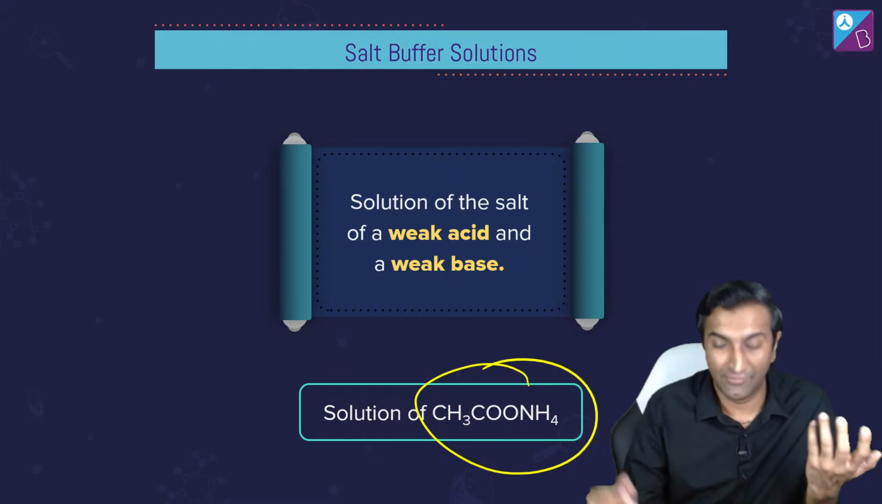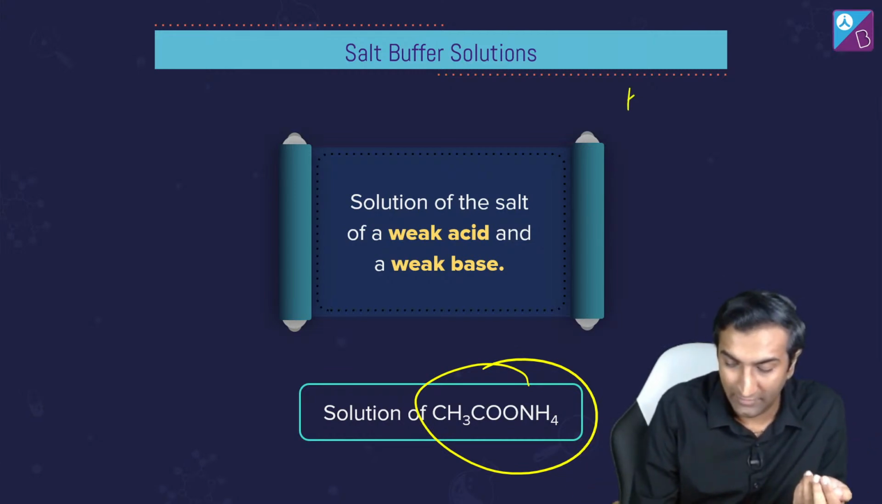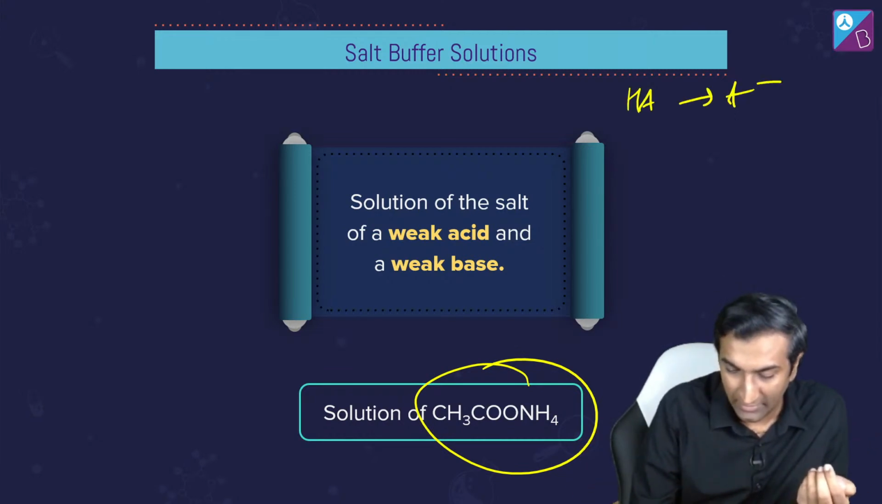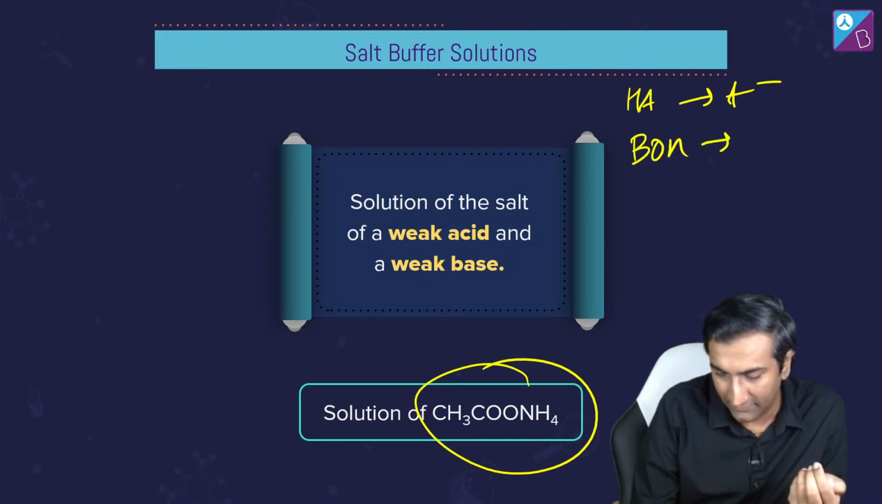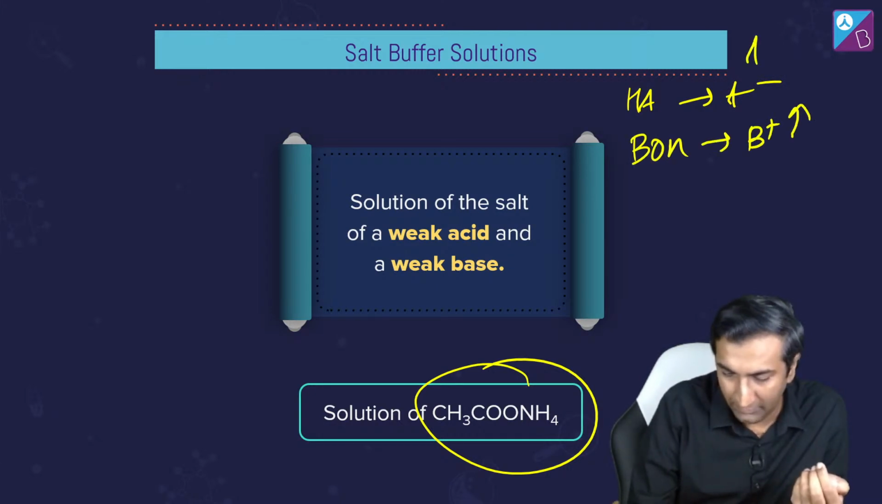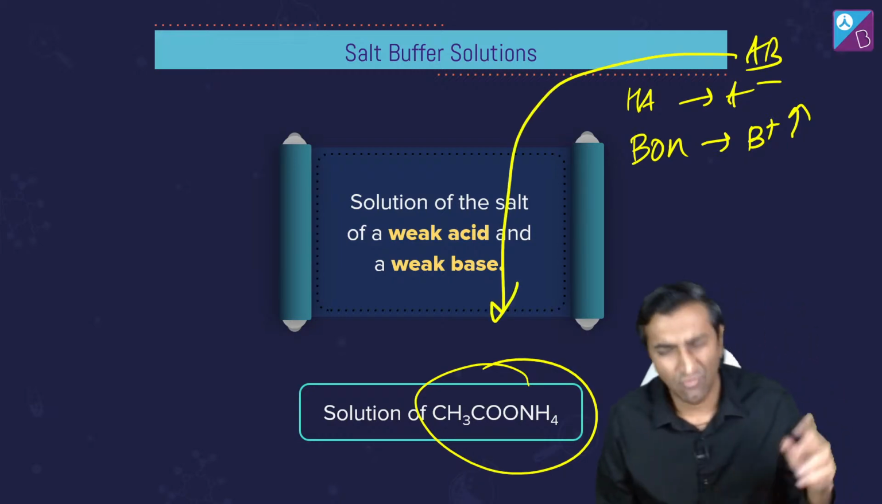Okay? Salt buffer solution, not in your syllabus and all. दोनों ions hydrolyze होते हैं, right? What do you have here? You have HA, say A minus, and BOH, say B plus. Now both of these react and form AB, so to speak. That's what's happening here. We won't talk about this, don't worry.